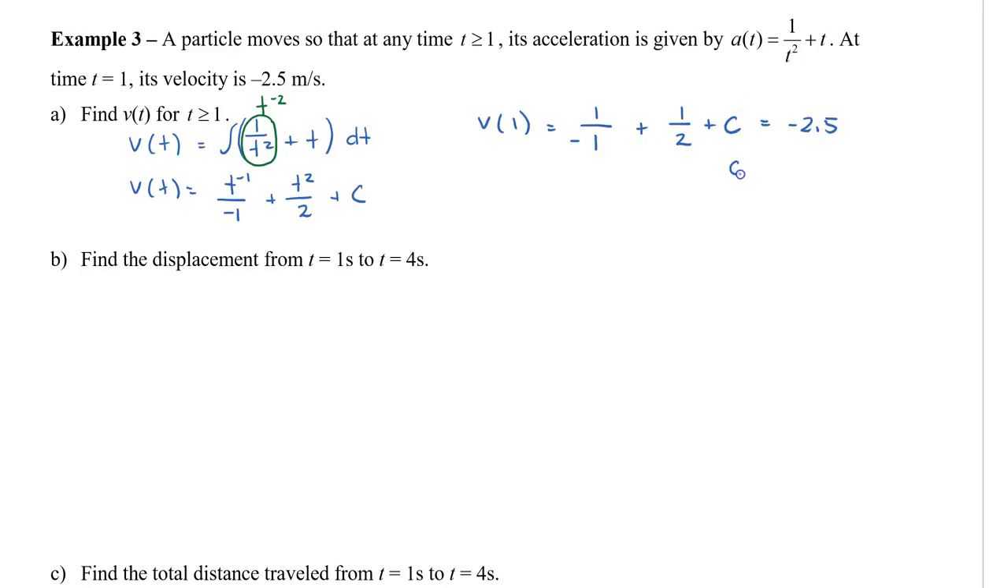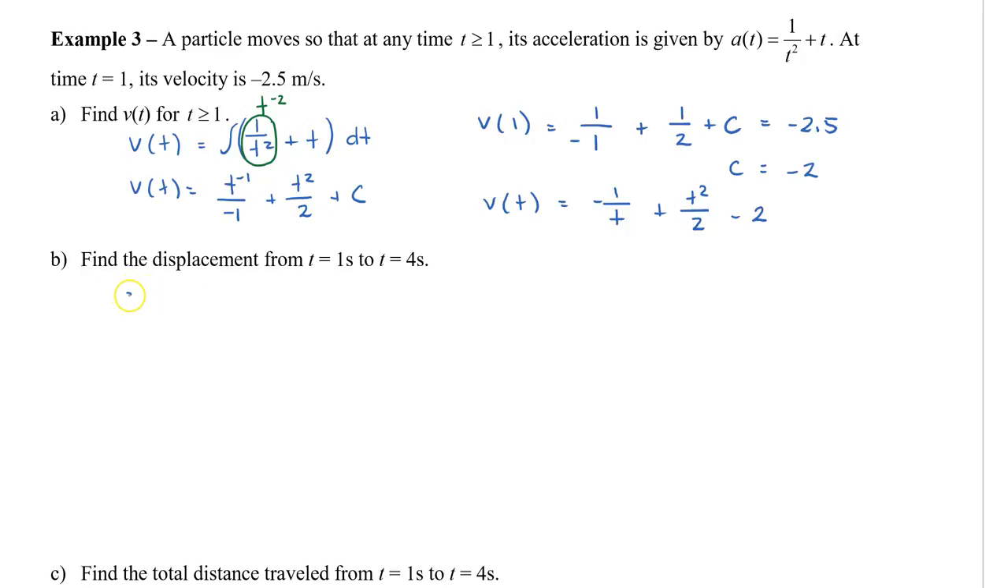And moving all the numbers to the right side, we get c is equal to negative 2. So our velocity will then be negative 1 over t plus t squared over 2, and then minus 2. So what I want to do next is to find the displacement, and then show you also how to find the total distance so that you can see the difference.